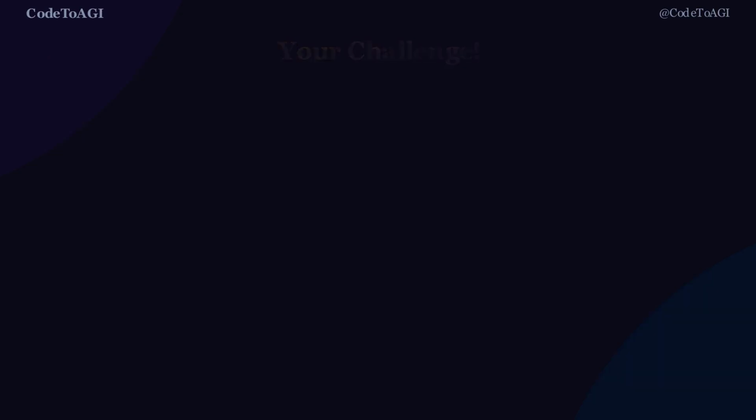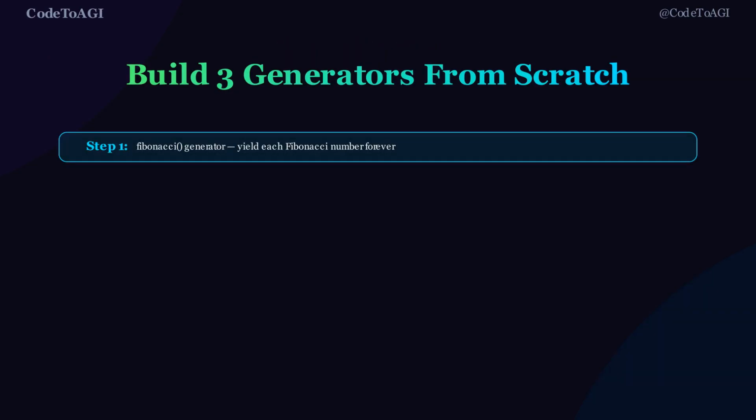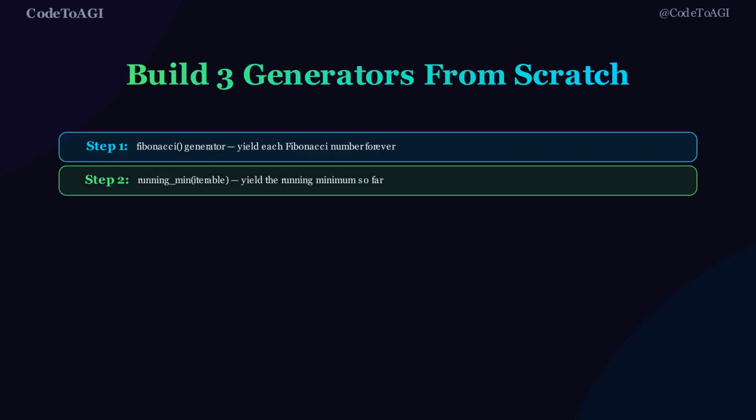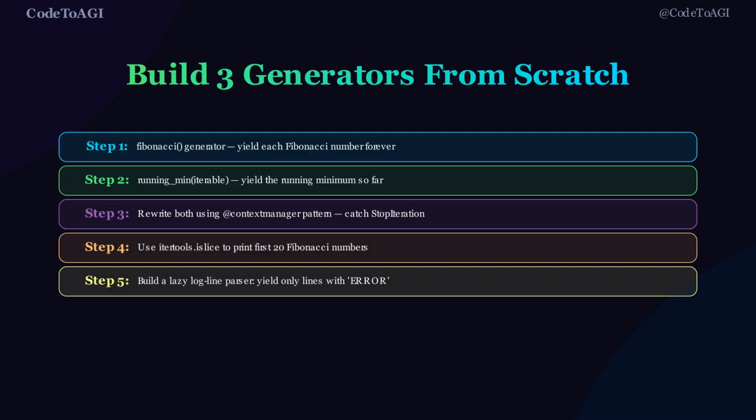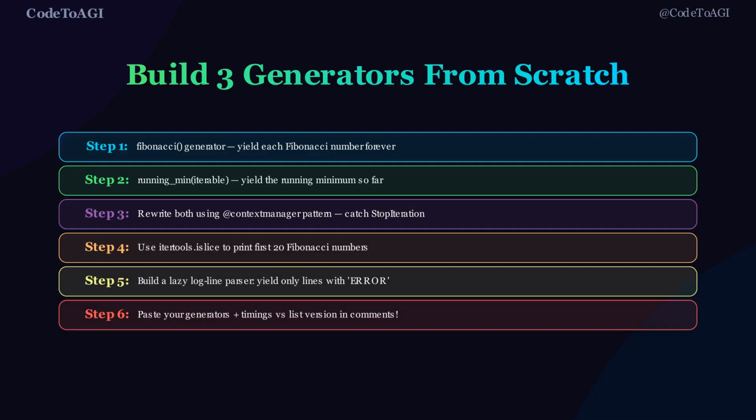Your challenge: build 3 generators from scratch. Step 1. Write a Fibonacci generator that yields each Fibonacci number indefinitely. No list, no recursion, just 2 variables and yield. Step 2. Write a running_min generator that takes any iterable and yields the smallest value seen so far after each new element. Step 3. Use itertools.islice to print the first 20 Fibonacci numbers from your Step 1 generator.